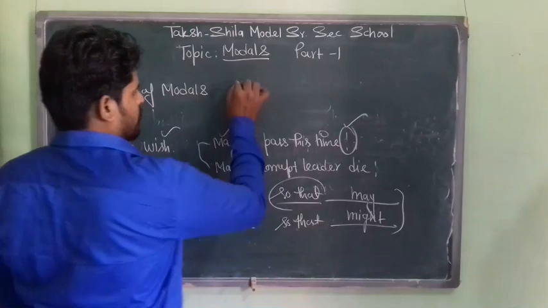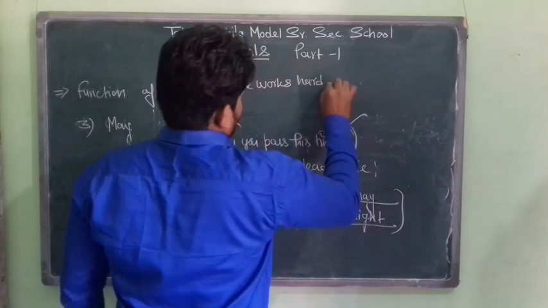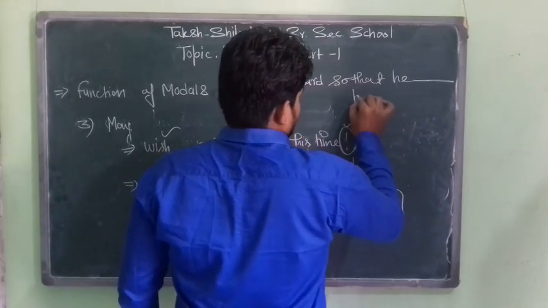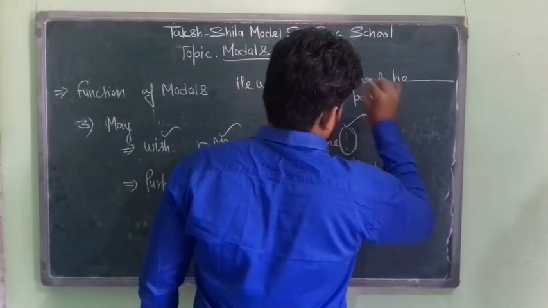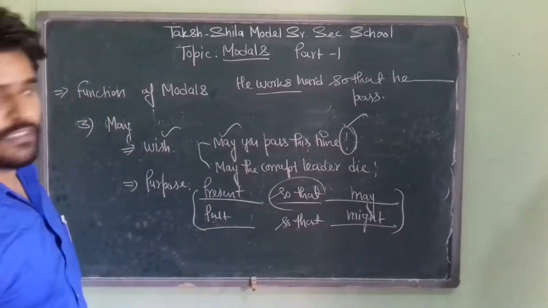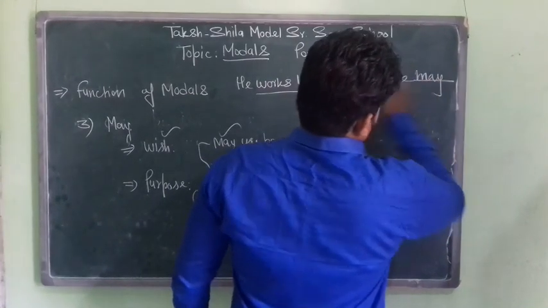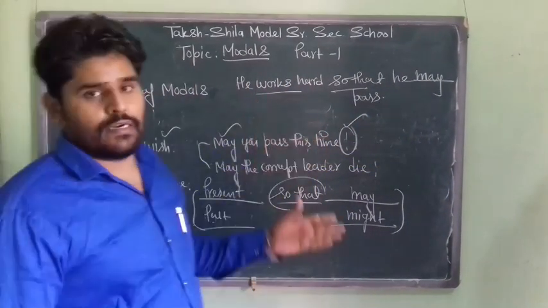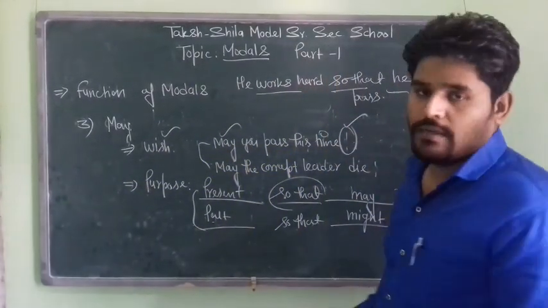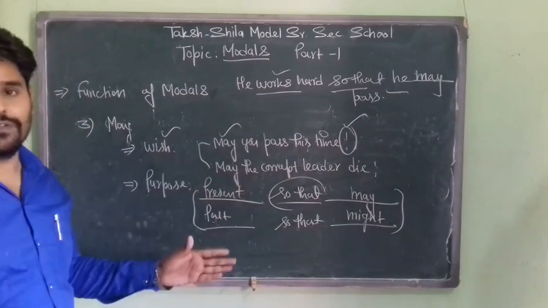Let us take an example. He works hard so that he may pass. So students, here we come to know that the main verb in the sentence is in present tense. This is works, which shows present tense. So after so that we will use what? May. But why? The reason is he works hard so that he may pass. What is his purpose? His purpose is to pass the examination, and that is why he works hard. So may is used to express purpose.